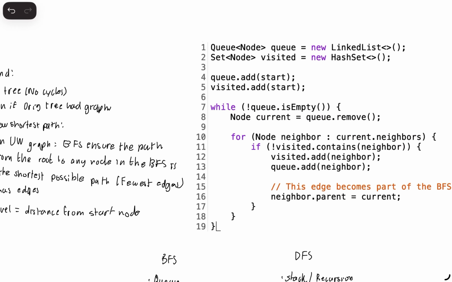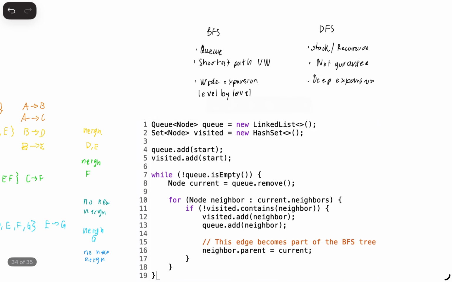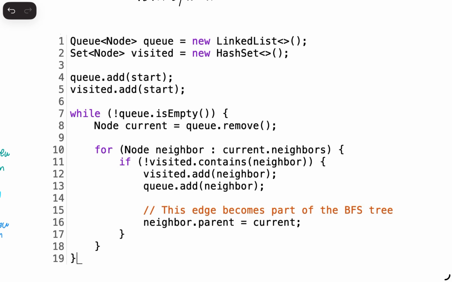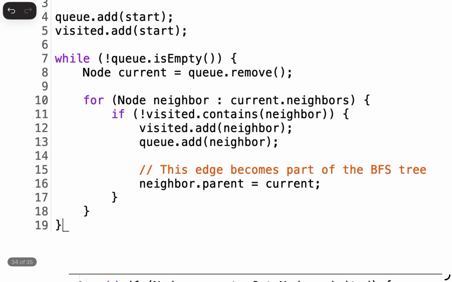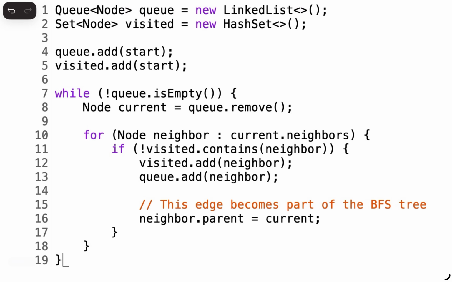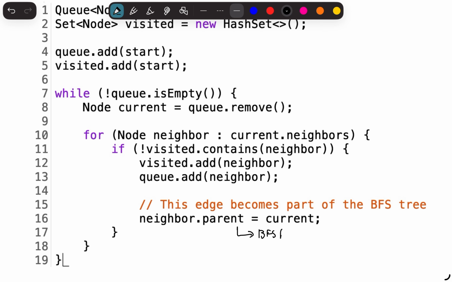So here we can see our code snippet for how we would code a basic BFS. So we have Queue<Node> q equal to new LinkedList, and Set<Node> visited equal to new HashSet. q.add(start), visited.add(start), while the queue is not empty, Node current is equal to q.remove. For Node neighbor in current.neighbors, if not visited.contains(neighbor), visited.add(neighbor), q.add(neighbor). This edge is going to become part of the BFS tree. So we have here neighbor.parent is equal to current. This is how our BFS tree is formed.